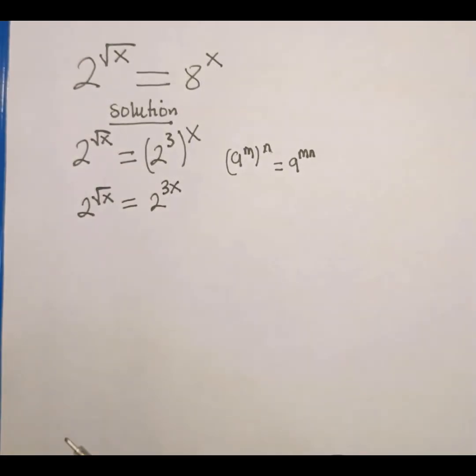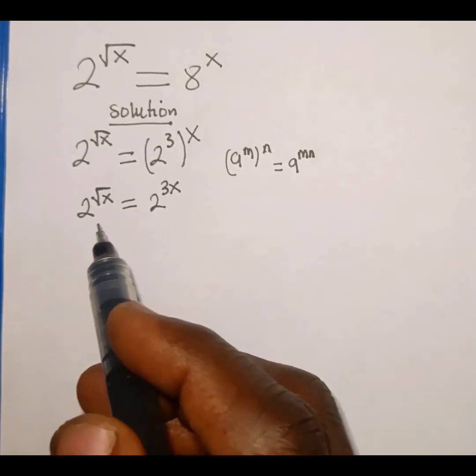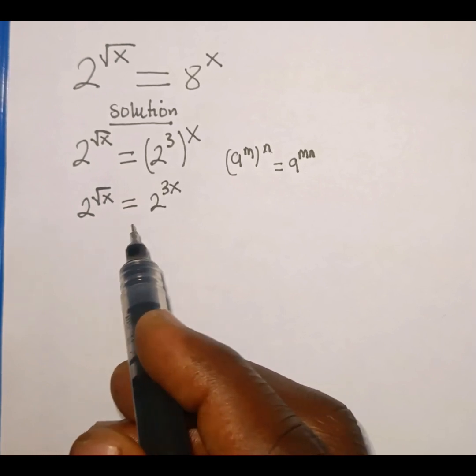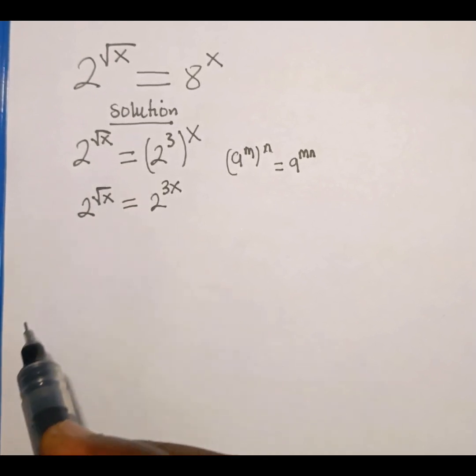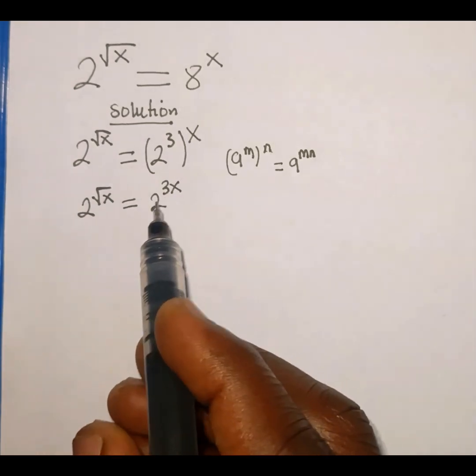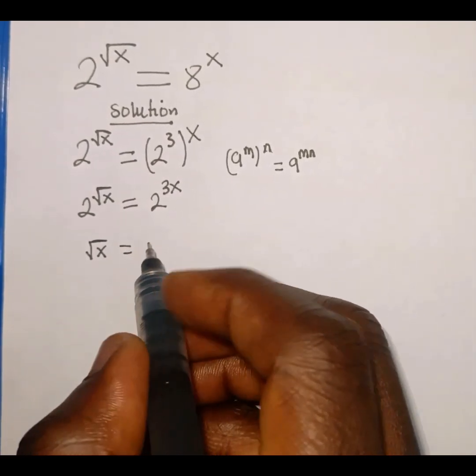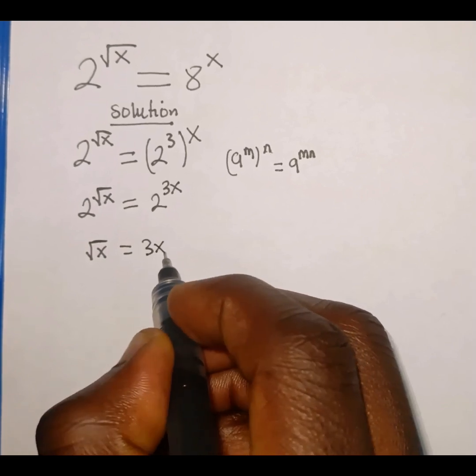Now as you can see, we have successfully made the base the same. And recall, when the bases are the same, according to one of the properties of indices, then the powers are also the same. So we are going to equate the powers. So the first power is what? Square root of x, which is equal to the second power, which is 3x.